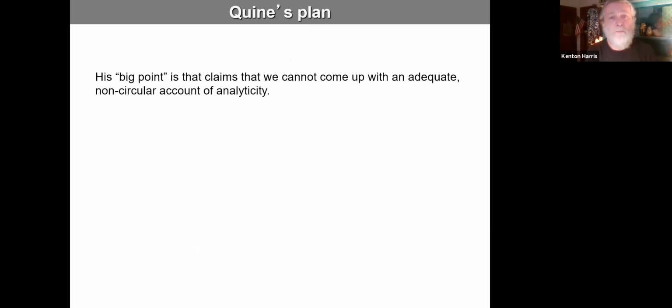Okay, Quine's big point is he claims that we cannot come up with an adequate non-circular account of analyticity. No matter how we try to understand analyticity, it ends up being circular. It ends up being viciously circular. And so we can't break out of this loop of meaning.